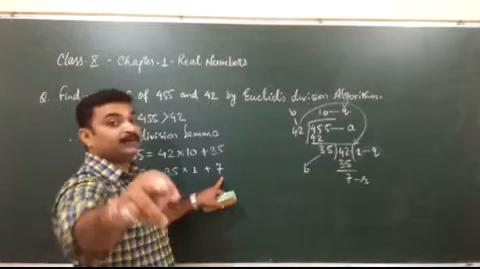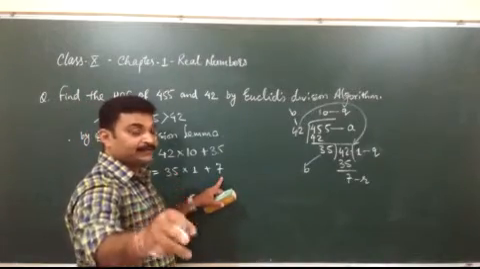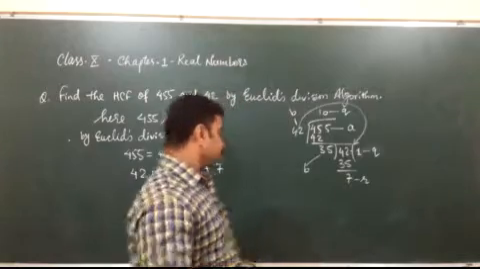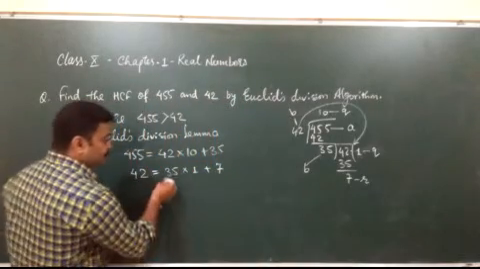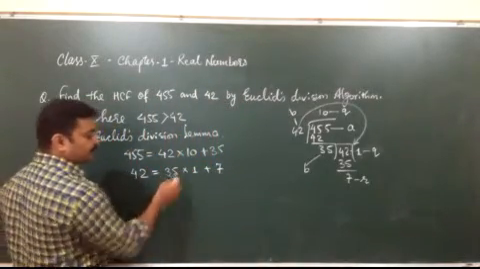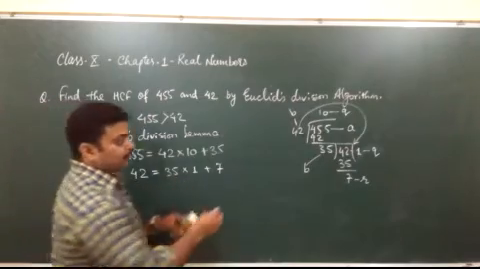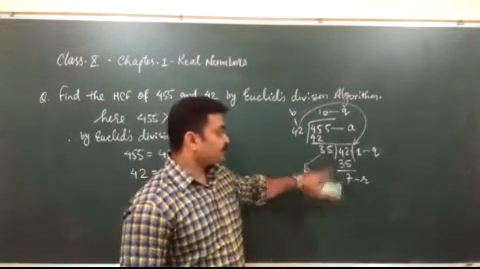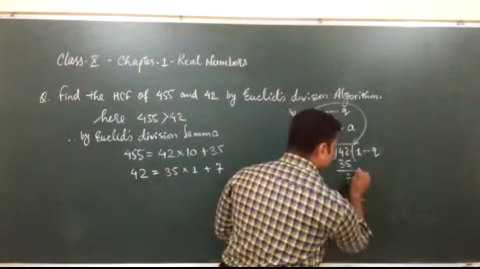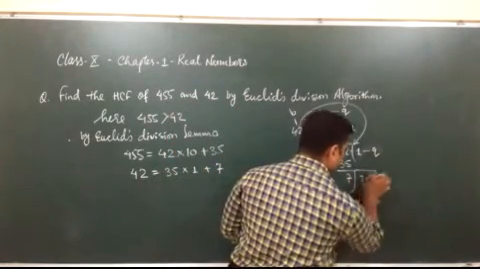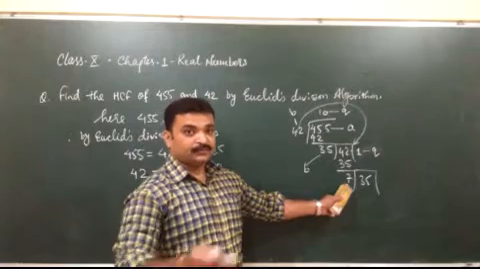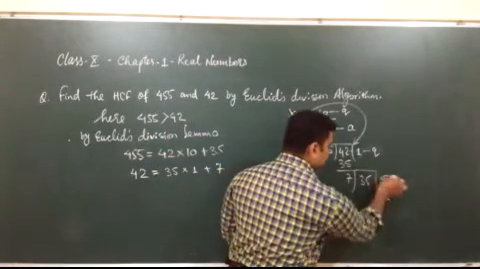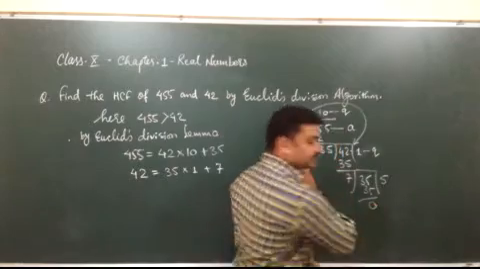Again, the remainder is not equal to 0. That means this process will again continue. Got my point? In the previous step, this 35 was B. But in the next step, this 35 becomes the dividend and the remainder of the previous step becomes the divisor. So 7 fives are 35 and here the remainder is 0.